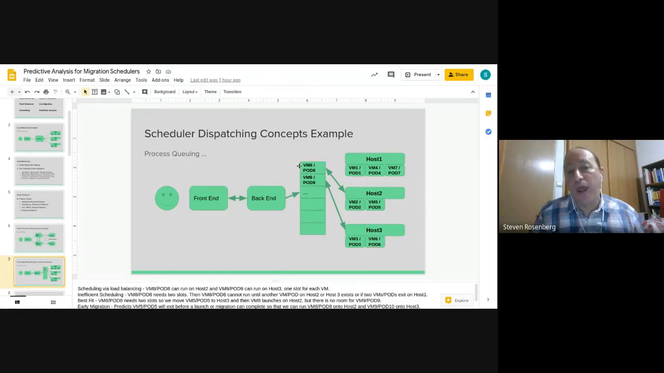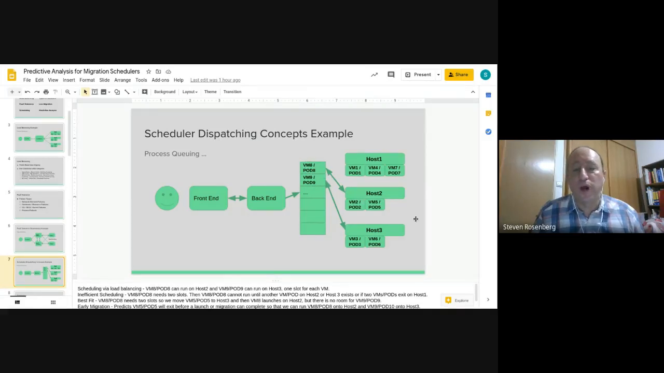So eight could be launched or migrated, if you will, to host two, and process nine could be launched or migrated to host three. But what if eight needs two slots? It would need to wait until process five exits in order to be launched or migrated to host two. And if it's not very intelligent, process nine will have to wait until process eight is launched.